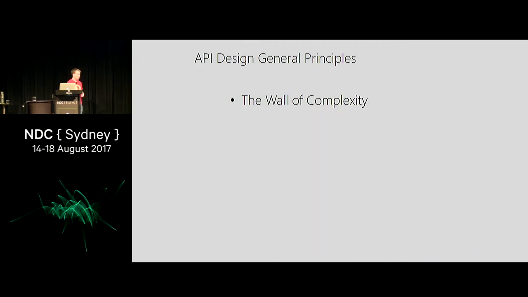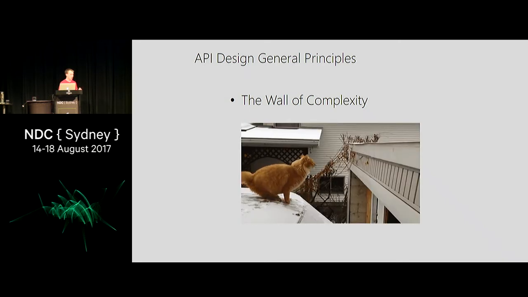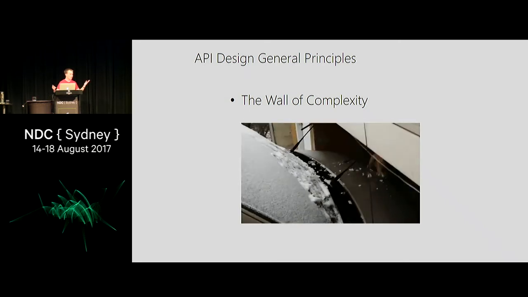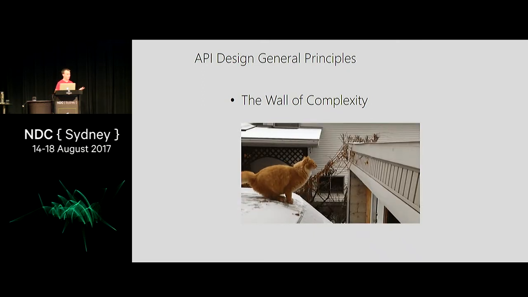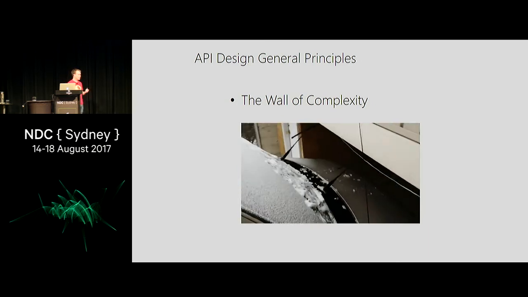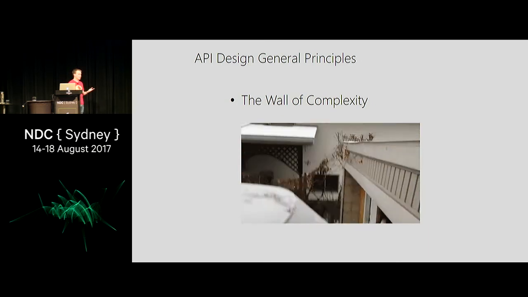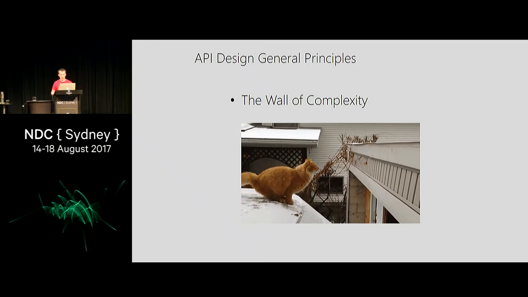So another general principle is the wall of complexity. The wall of complexity is the idea that your API should offer developers a steady slope of increasing difficulty as their needs become more complex. If you offer a sudden jump in the difficulty of using your API just to perform a minor additional task, that's an indication that you've got a wall of complexity. So I'll give an example of that.